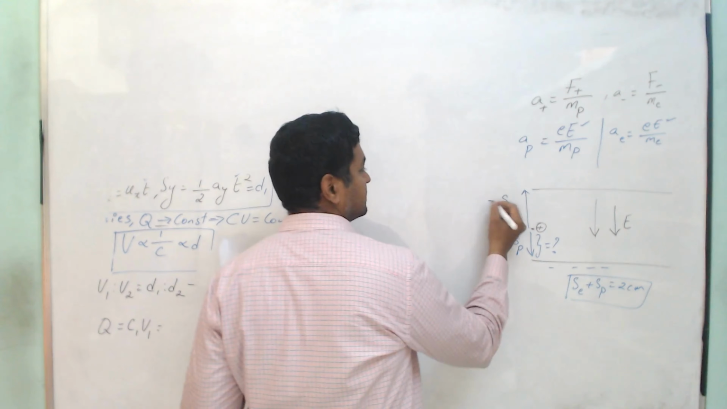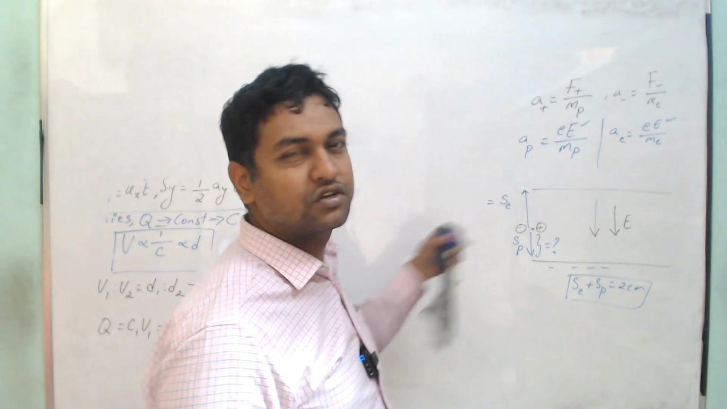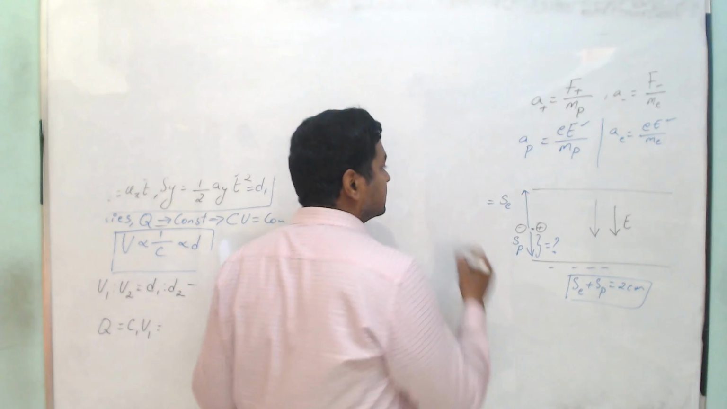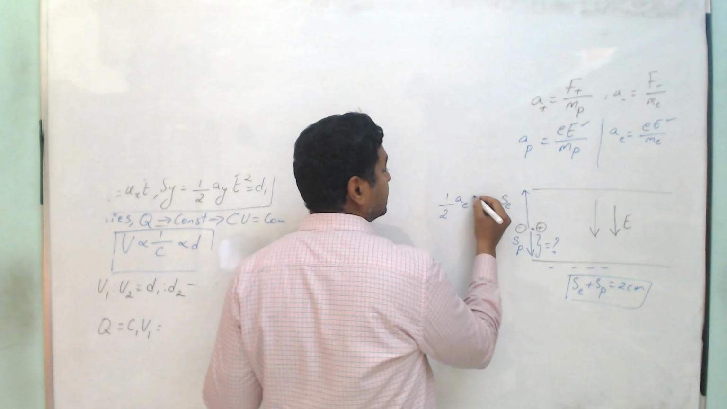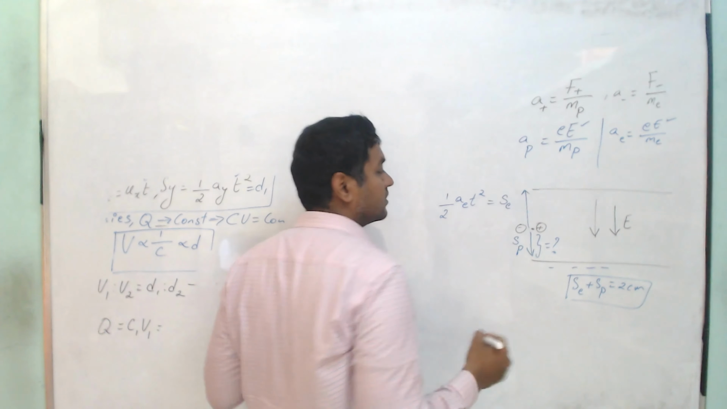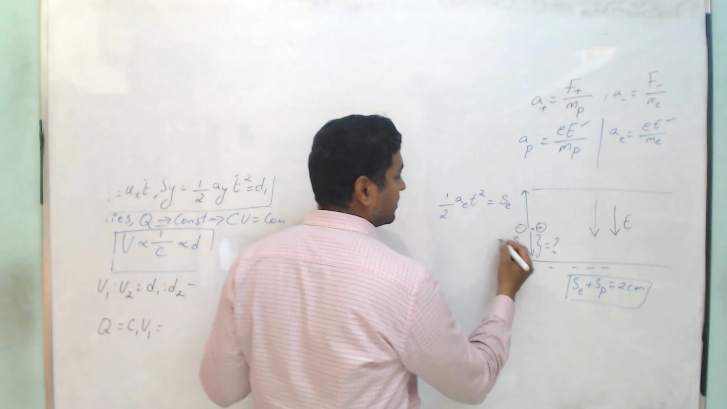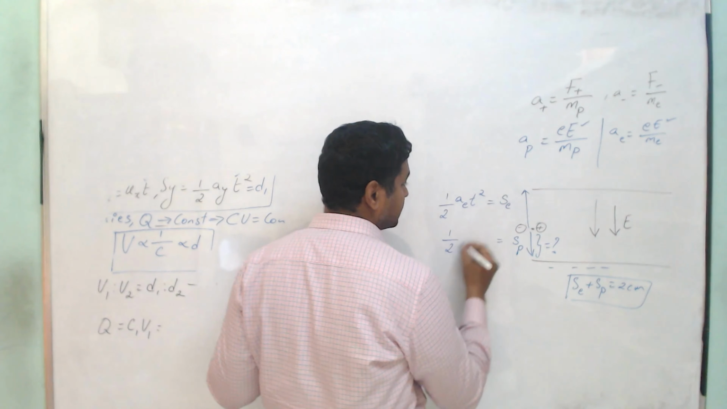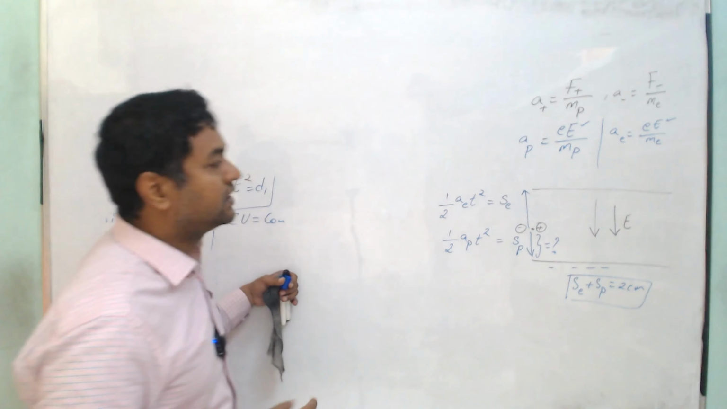My SE is nothing but S is equal to ut plus half at square. Initial velocity for both the particles is 0. So I will directly write half acceleration of E into t square. Similarly, half acceleration of P into t square. My t is the same.